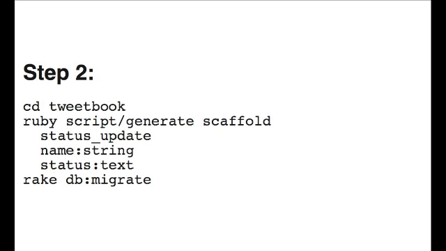So that's what we do in step two. In step two, what we're doing is we're generating, here's our status update, right? That's our object that we're trying to create.